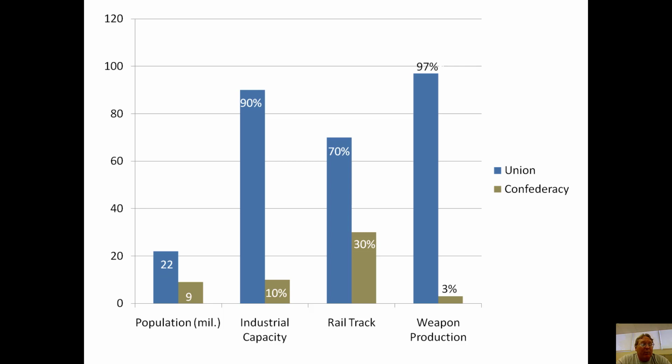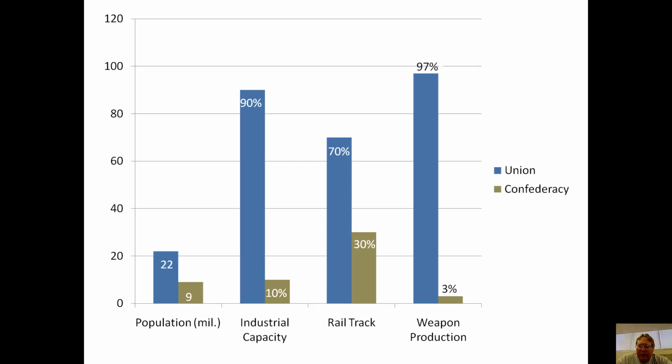Again, some of the most wealthy people in the United States are Southern slave owners. These big plantation owners like Jefferson Davis have a lot of money. They have a lot of credit. They grow a lot of cotton. They can use that to buy whatever the Confederacy needs.